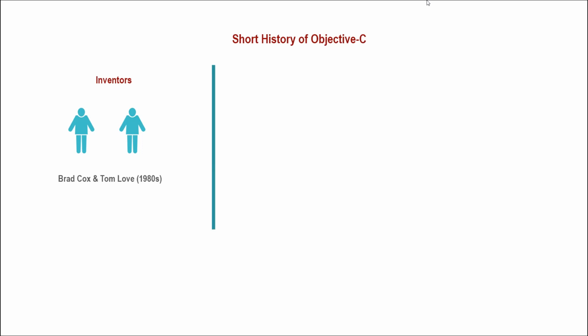Objective-C was invented by a couple of inventors named Brad Cox and Tom Love in the early 1980s. The inventors were pretty much impressed by the famous C programming language, which is popular even now. But they were not happy with the fact that C is not an object-oriented programming language. Apart from C, there is also a programming language called Smalltalk. This was one of the object-oriented programming languages that was there in the 1980s.